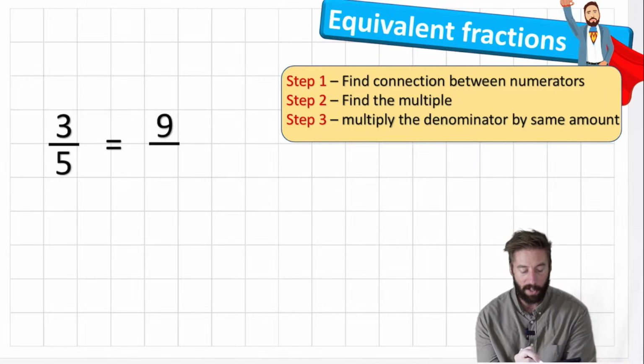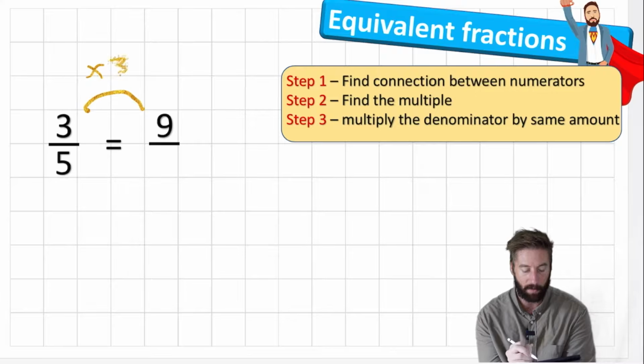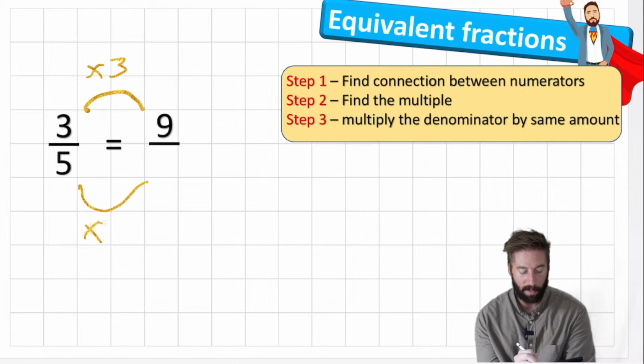So can we see a connection here already? Well, I think I can. I think getting from 3 to 9 is in the 3 times table, and I can go 3, 6, 9. So again, it's multiplying by 3. So remember, whatever I've just done to the numerator, I now need to do to the denominator. Step 3, times 5 by 3 is 15. 9/15 are the same as 3/5.